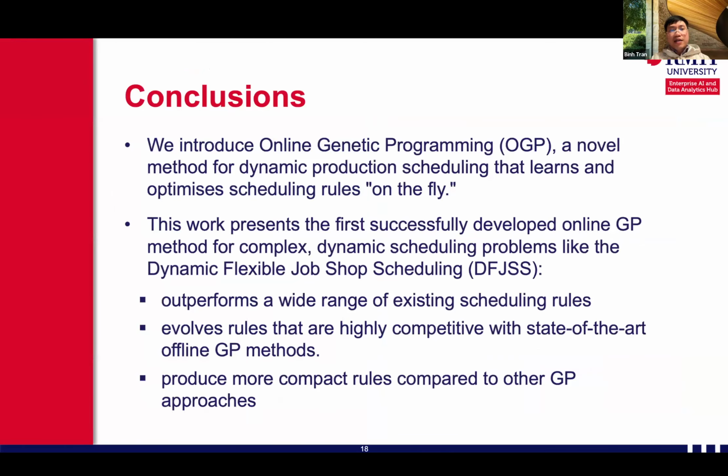In conclusion, in this work, we introduce a new method, online genetic programming, and we're able to optimize the scheduling rules on the fly. This work presents the first successful online method for complex dynamic scheduling problems, but it's still at a very initial stage. But it shows that it can outperform a lot of existing scheduling rules. It can evolve rules that are competitive with the state-of-the-art offline genetic programming methods. There are a lot of more recent ones that have been proposed, so we will try to compare with those in our future work as well. And one thing that is also quite encouraging is that we're able to produce very compact rules compared to other GP approaches.